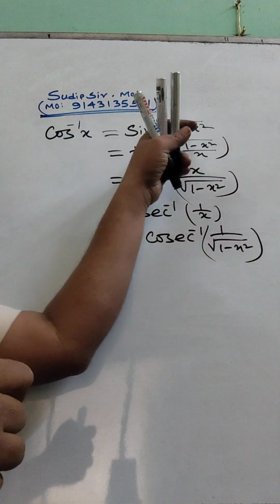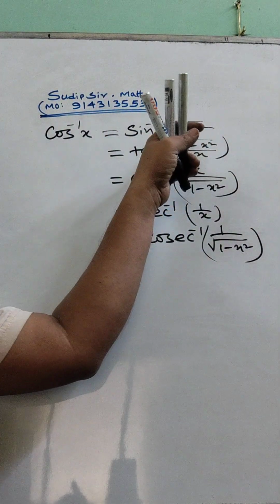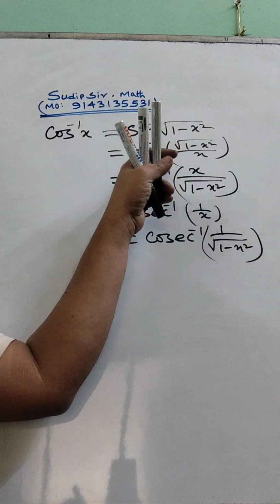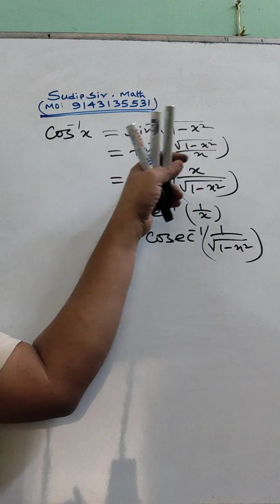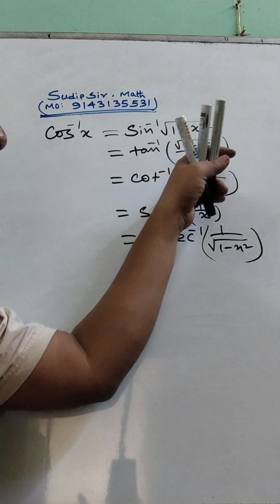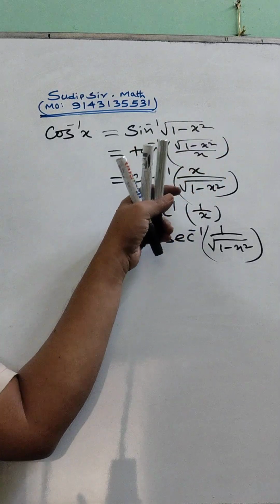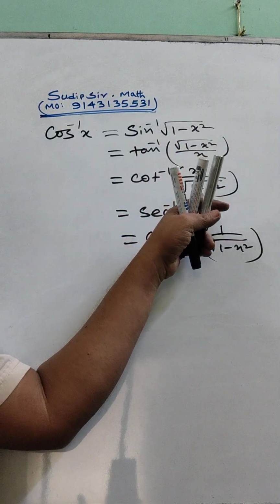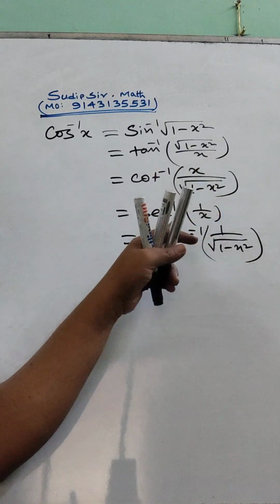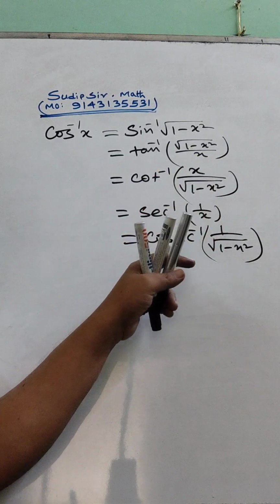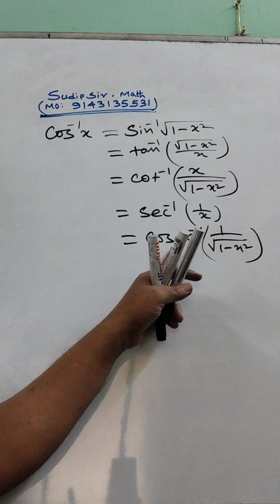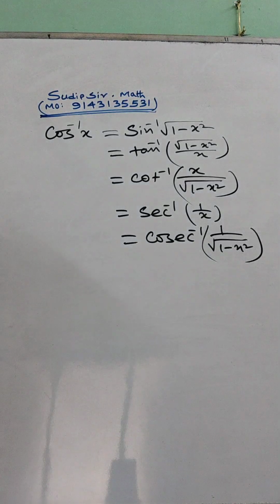So cos inverse x equals sin inverse root over 1 minus x square, tan inverse root over 1 minus x square by x, cot inverse x by root over 1 minus x square, sec inverse 1 by x, and cosec inverse 1 by root over 1 minus x square. Okay.